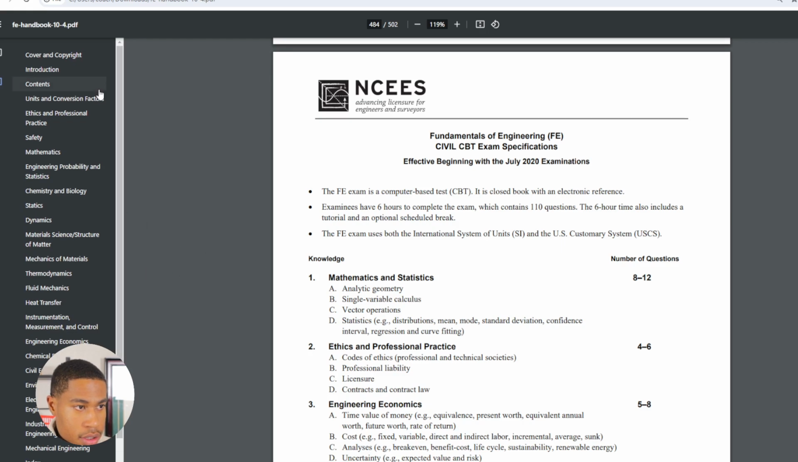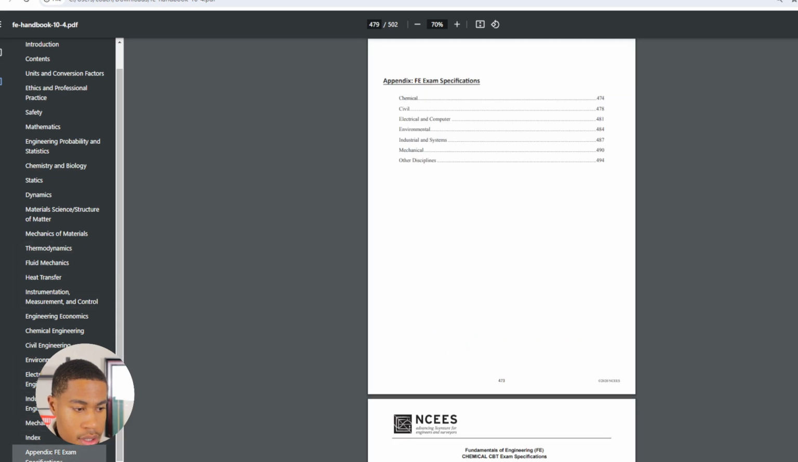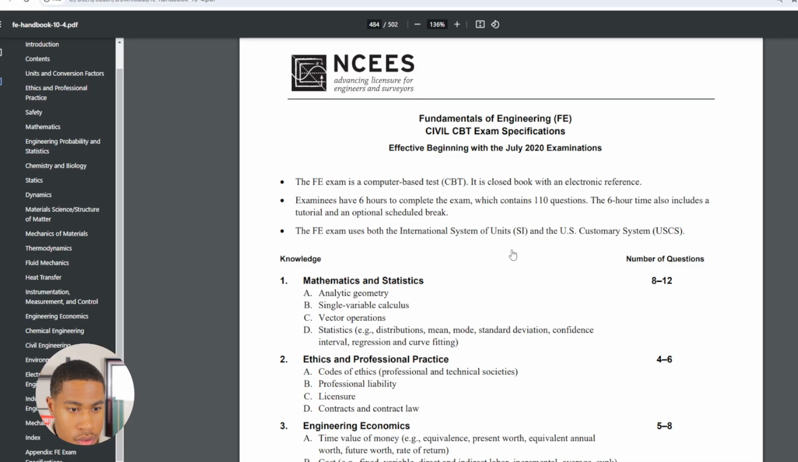To get here, you want to download your reference handbook, use your bookmarks, and go to your appendix section with FE exam specifications. And you just want to click on civil. All right. So we are going to be looking specifically at this statistics section, where we're going to be looking at distributions, mean, mode, standard deviation, confidence intervals, and regression lines and curve fittings. So let's dive right into this.